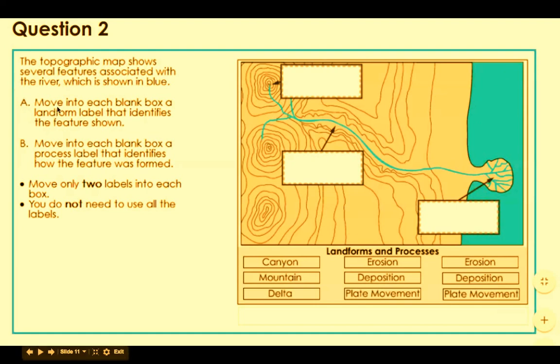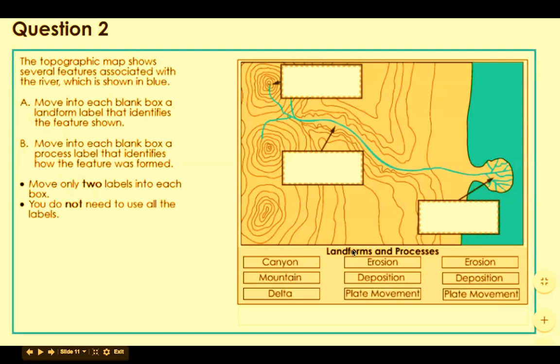A says, move into each blank box a landform that identifies the feature shown. And B says, move into each blank box a process label that identifies how the feature was formed. And we're supposed to move only 2 labels into each box, and they let us know that we don't need to use all the labels.